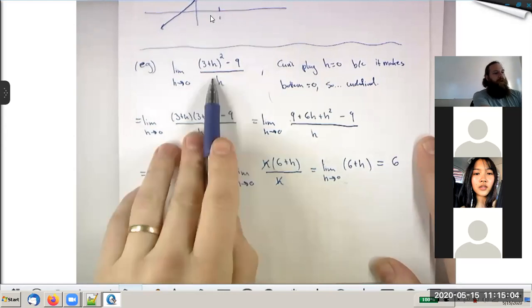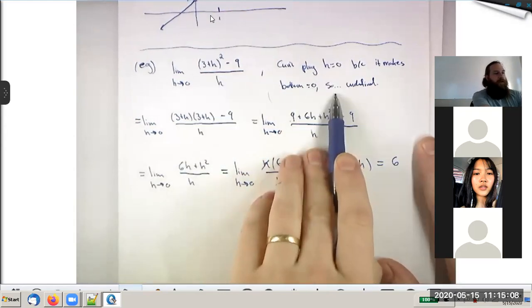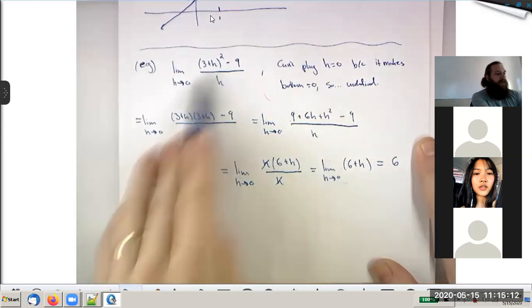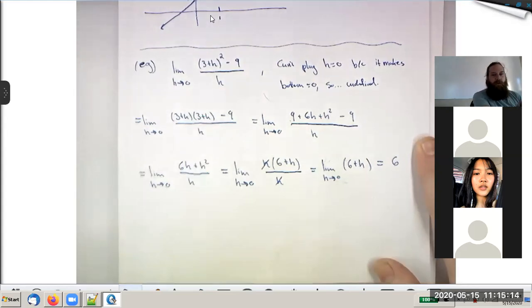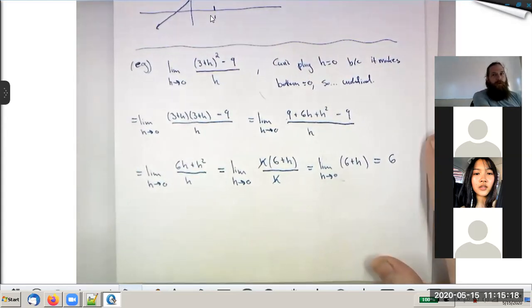So this limit, which I could not get by plugging in because it made the bottom 0, which is undefined, can still be calculated by doing some algebra and canceling the h from downstairs because he was the problem factor. This is the general approach that we're going to need in order to start talking about the things we want to talk about deeper in this calculus class, specifically the derivative.